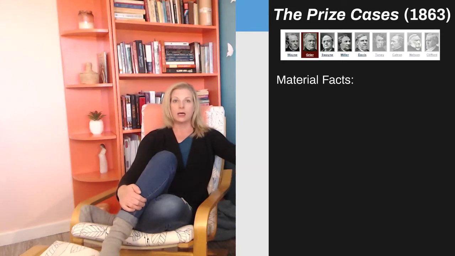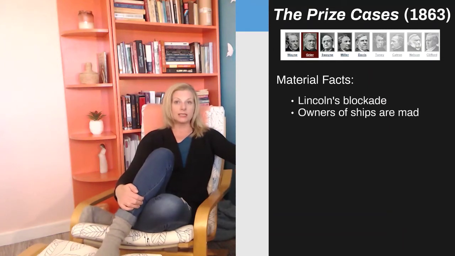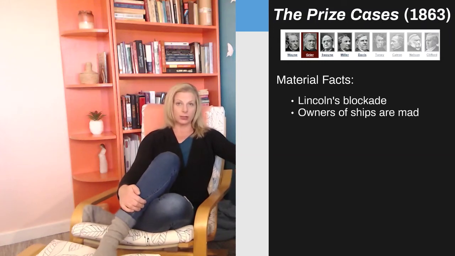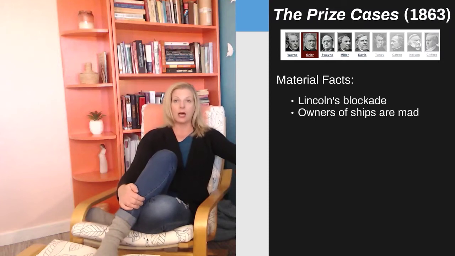So let's talk about the Prize Cases. This is an 1863 case, and you read about it in your textbook. The material facts are something like this. President Lincoln started a blockade in an attempt to keep arms traders and others from supplying the rebellion or the insurrection in the South. And the owners of the ships got mad.